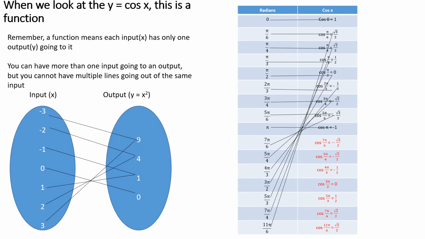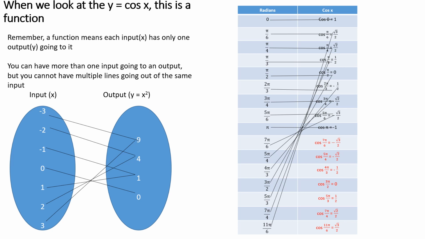Let's look at this. Remember, a function, as I have on these two ovals on the left, every input can have only one output. They can go to multiple outputs, such as negative 3 and 3, negative 2 and 2, negative 1 and 1, and the 0 goes to 0. Negative 3 and positive 3 go to the same output, negative 2 and positive 2 go to the same output, and so do negative 1 and positive 1. This is y equals x squared.